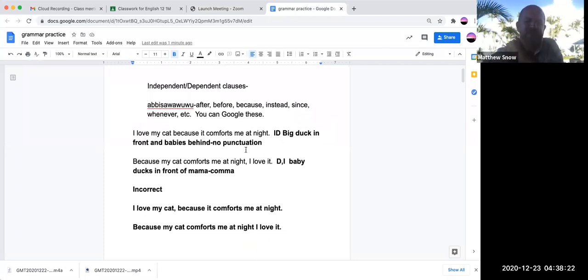Okay, so at the top there, you see a blurb in red where it says Abby saw a woo-woo. You can Google this and find a list of these words, but essentially it is an acronym to remember all of these words: after, before, because, instead, since, whenever, and there are probably 20 of these words in total. All of these words start a dependent clause. You can't say something like after I went to the bowling alley. If you say that to somebody, they are waiting for the second part. That word after or before or whatever it is signifies that there has to be two clauses.